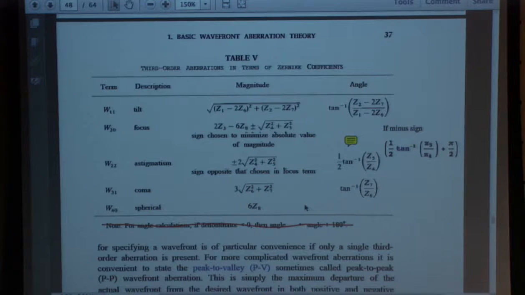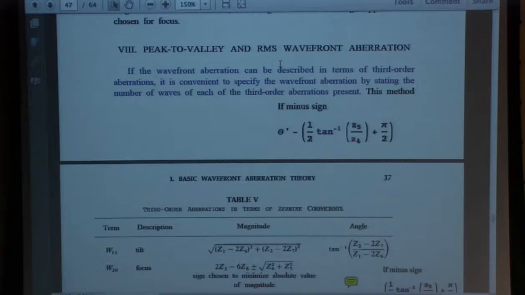So almost any commercial interferogram analysis program you use to analyze your interferograms, they often will fit to Zernikes, at least for the first 8 terms here. And then from the Zernikes, they'll calculate the Seidels. Okay. Peak to valley and RMS.